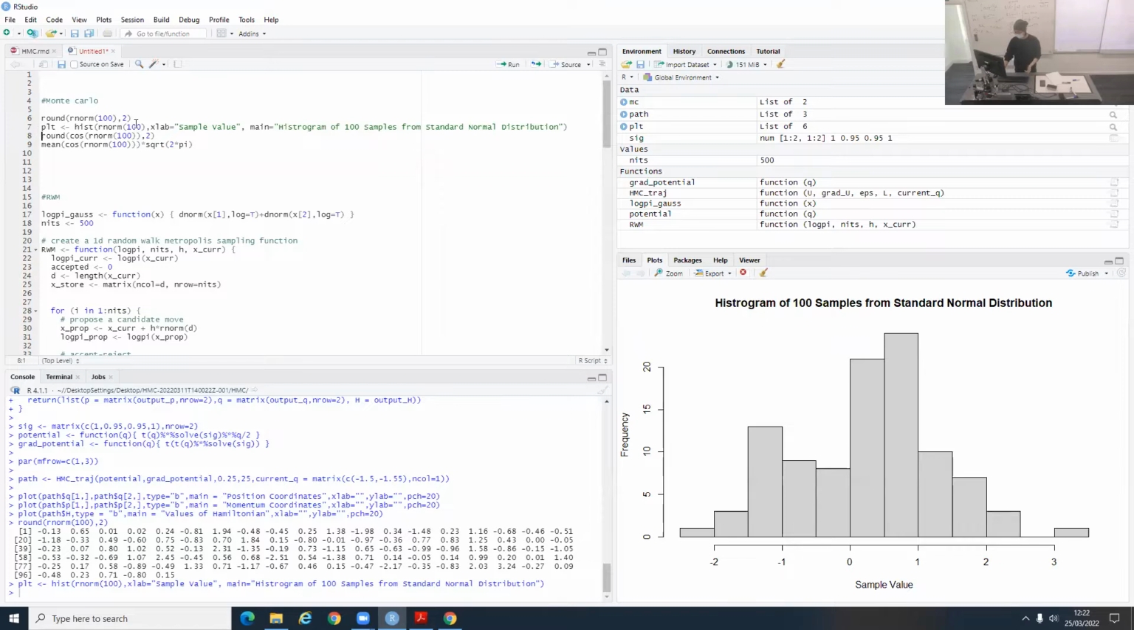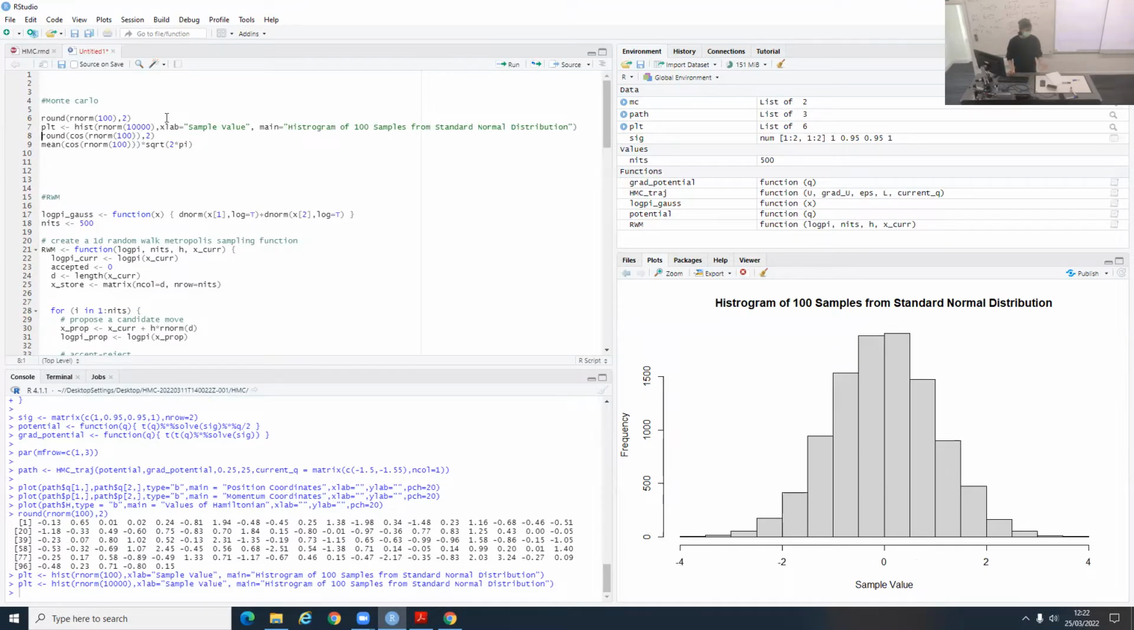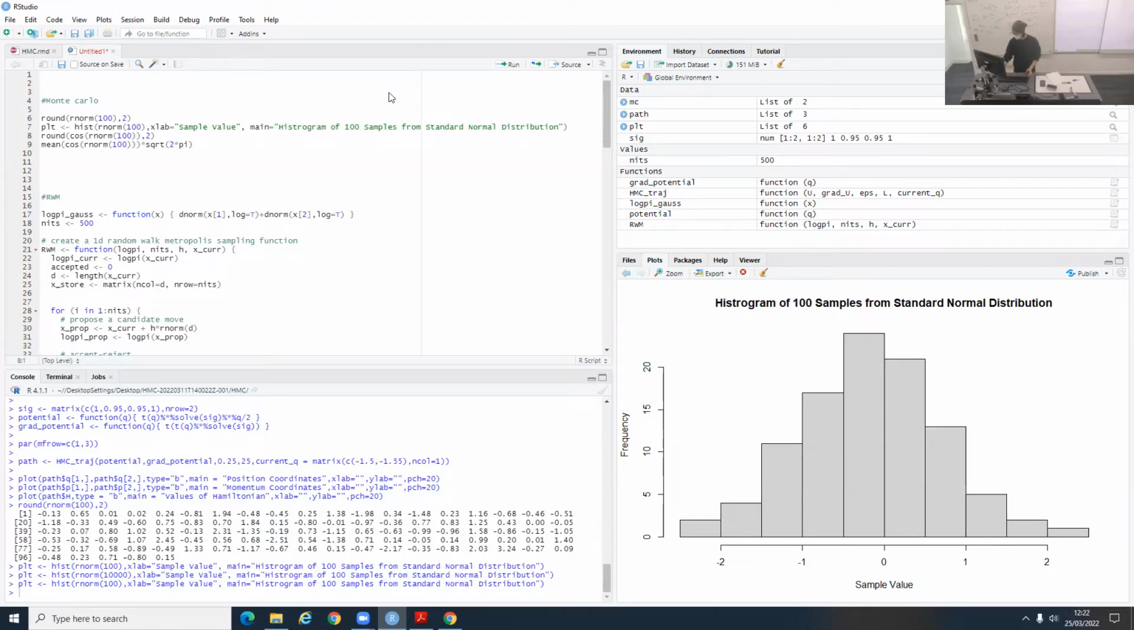We increase the number by, let's say, hundreds. Look, this time it's much better as well. This is a random sample, so every time it changes. Now, if you want to fix it, we can use the set.seed function.